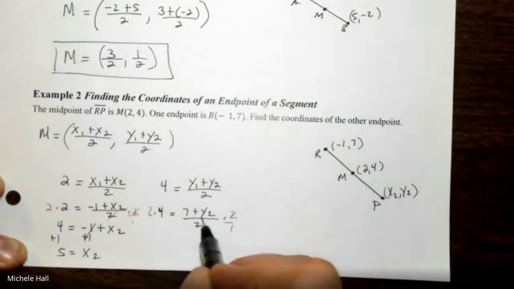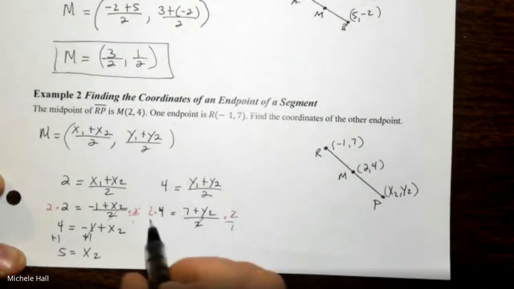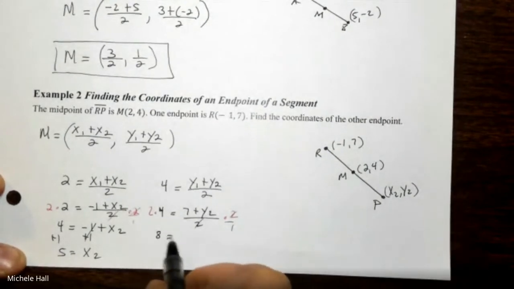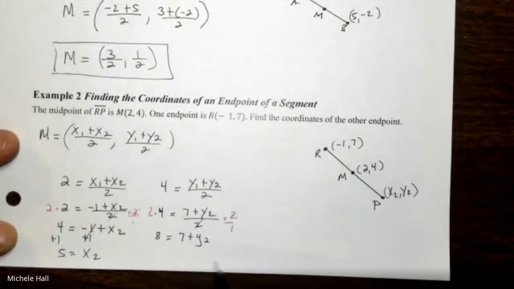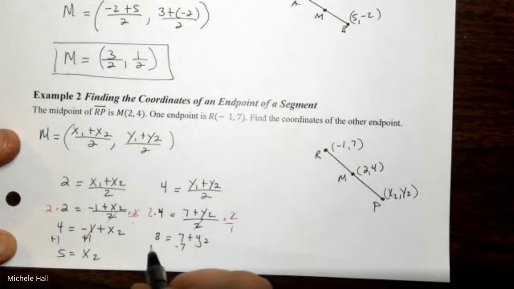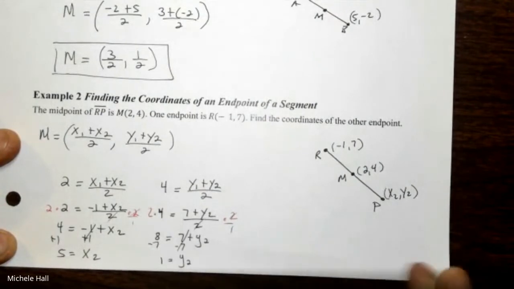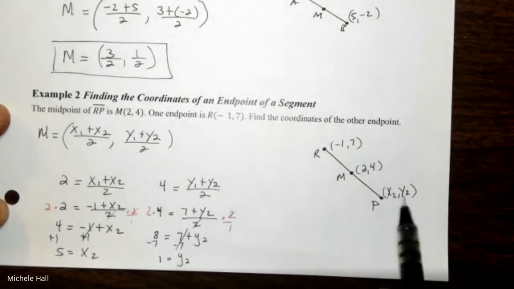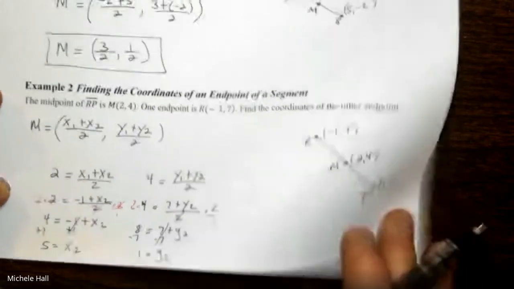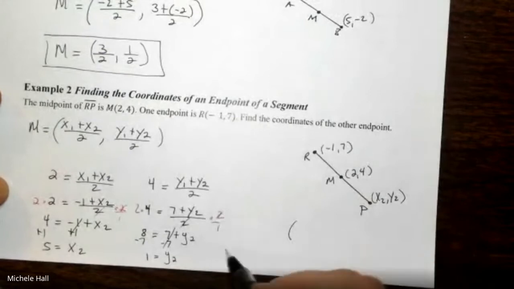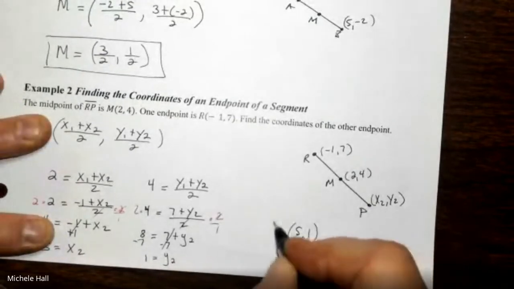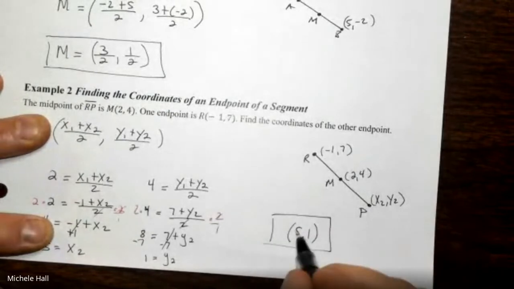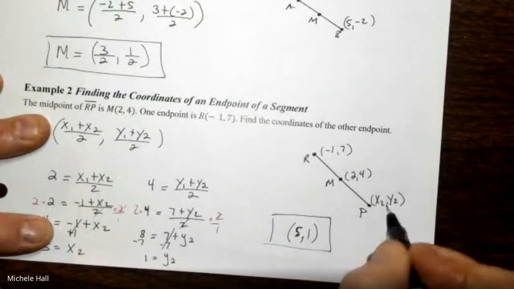2 in the numerator, canceling with 2 in the denominator. 2 times 4 is 8, 7 plus y2. And I'm going to finish solving for y2 by subtracting 7 from both sides. We found that y2 equals 1. Now I have x2, y2. The second coordinate of the endpoint is going to be (5, 1). That is the missing endpoint, x2, y2.